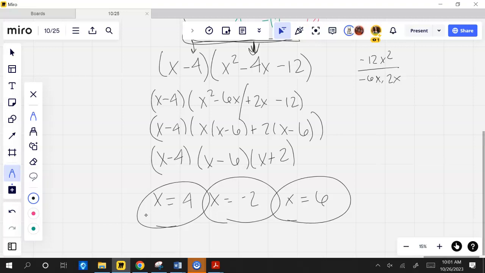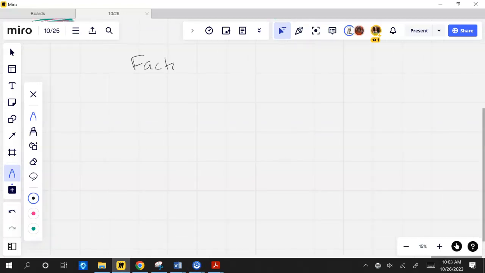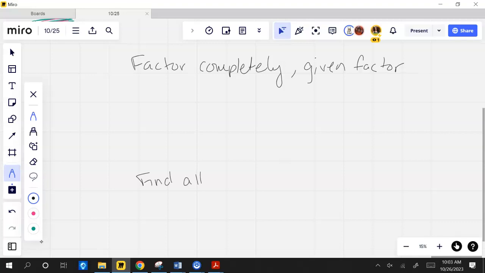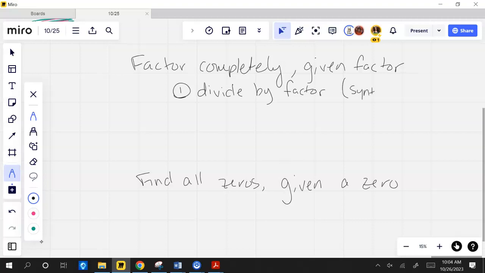You don't know what's happening? Okay, write down and see. Factor completely. Given a factor. And find all zeros. Yep, you're exactly right. Given a 0. If I'm given a factor, I'm going to divide by the factor. This is where I said, remember, with synthetic, this is opposite sign.